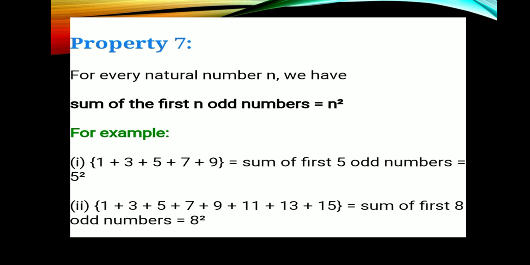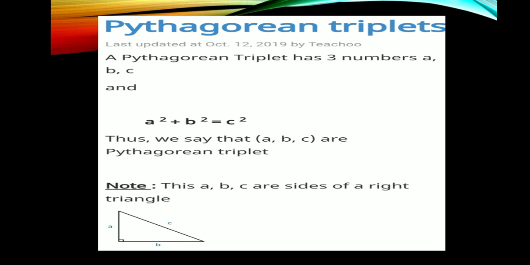Same way, in the second example, there are 8 numbers without leaving any gap. So 8 square, the sum will be 64. And if you are adding 11 odd numbers like this, the sum will be 11 square, that is 121. Now before moving on to the next property, you should know what a Pythagorean triplet is.